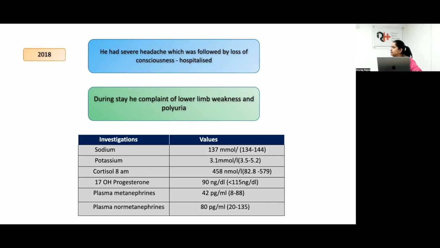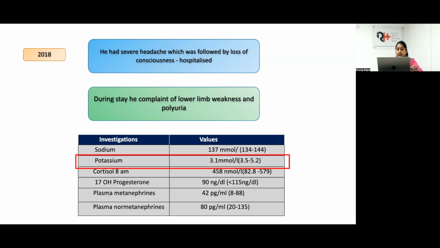So if you want to do a test to rule it out, which one will be the better one? Instead of 17 OHP, it is better to do a DOC or a 17 DOC, if at all you're worried. But my likelihood of CAH in a male child with no evidence of precocious puberty or DSD, with hypertension, is very, very low. So you have to look into the clinical scenario as well. Right. But these were the investigations before he came to us.